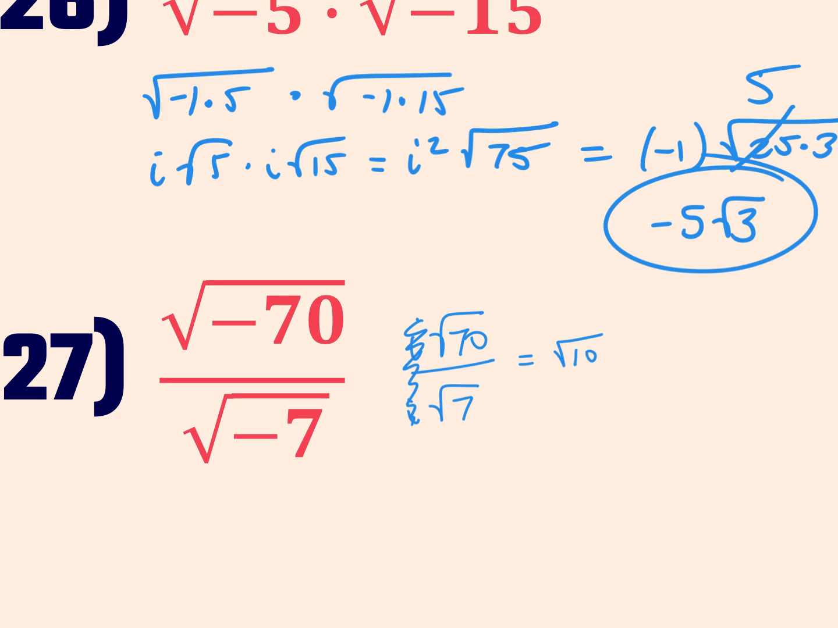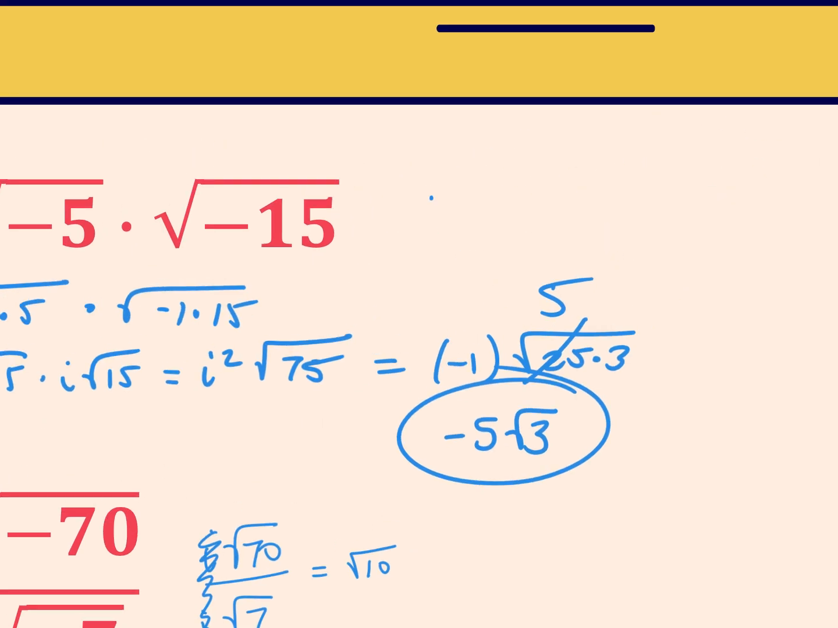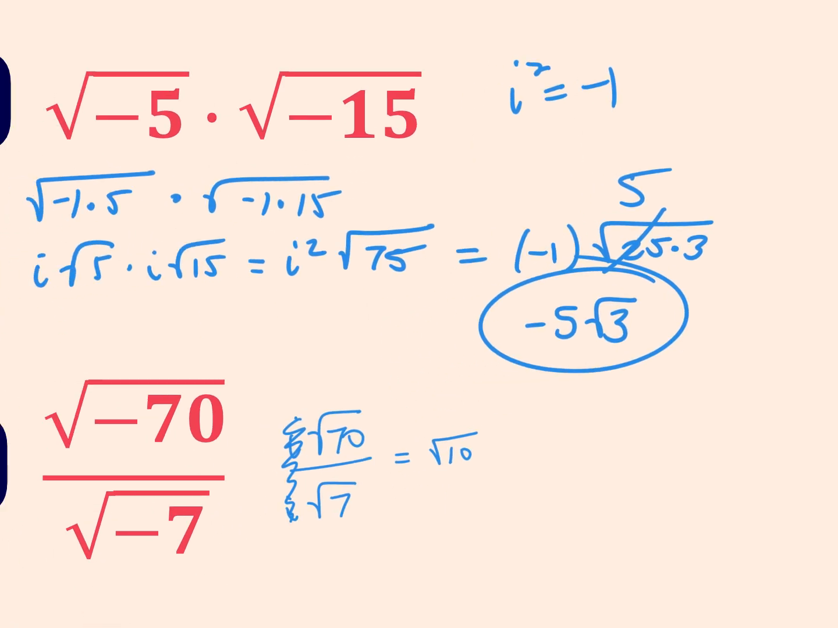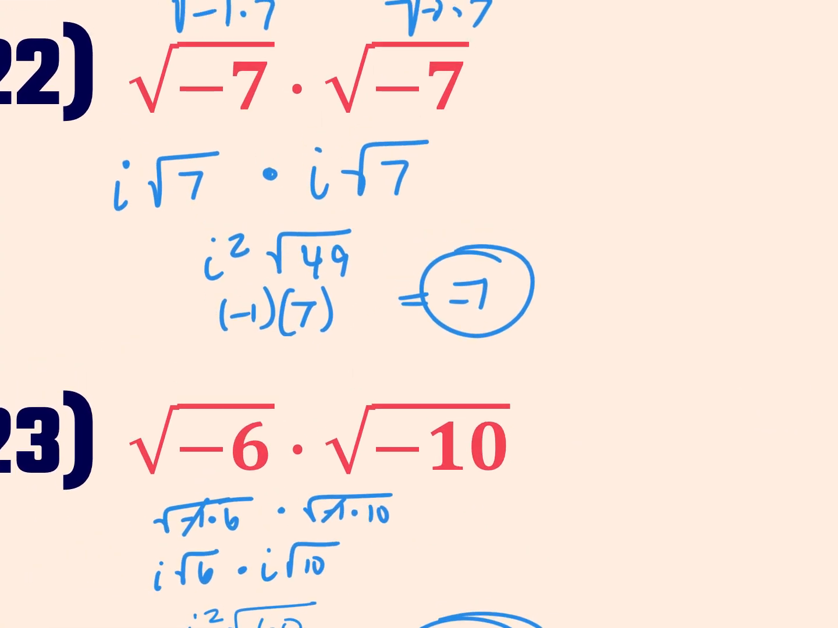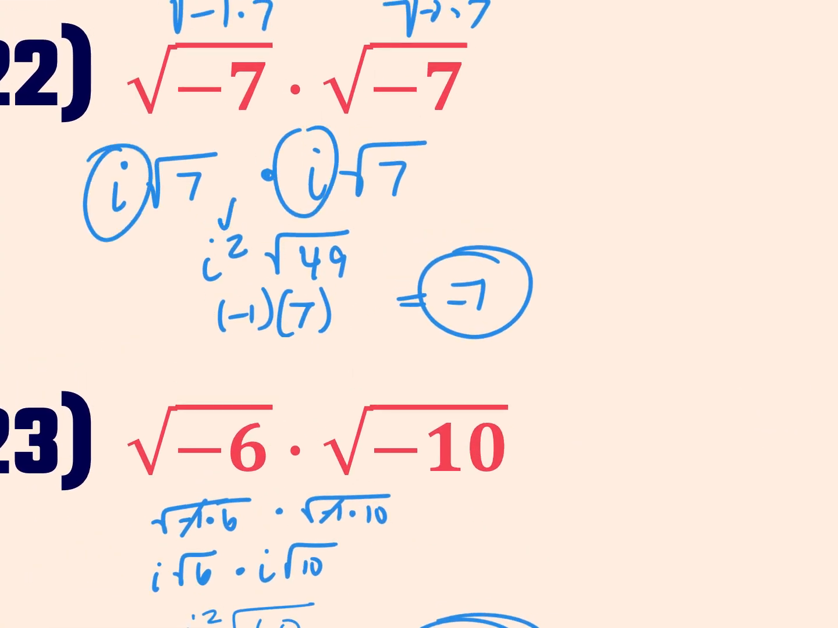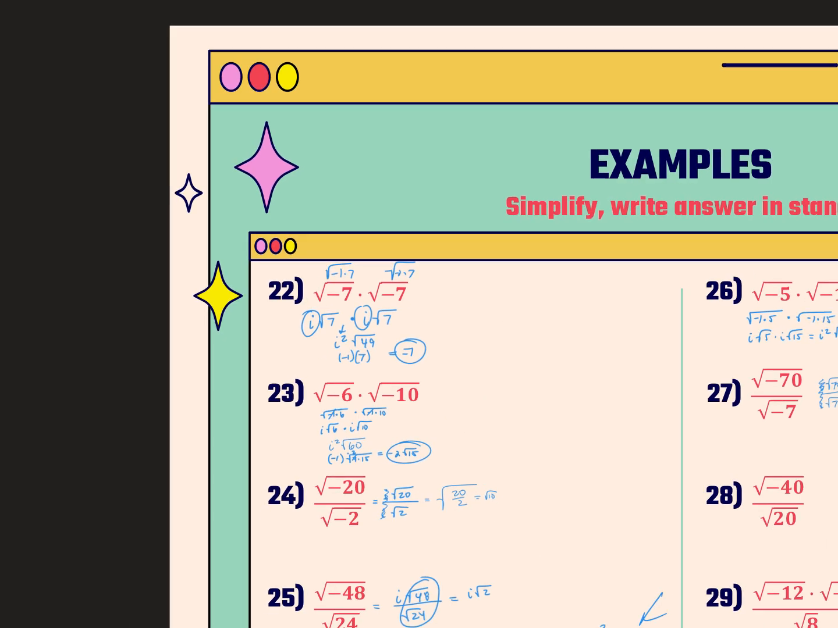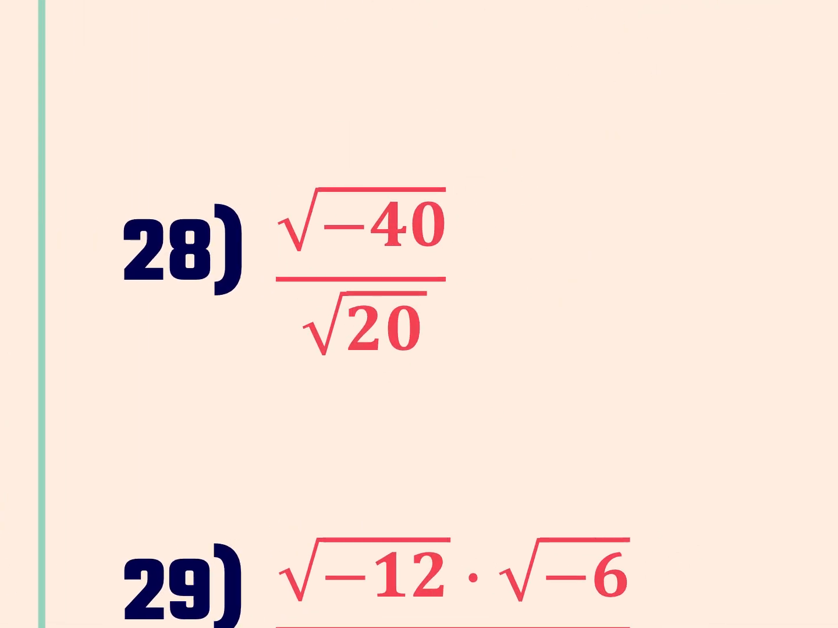What does i squared equal? You got to remember that, Alec. i squared equals -1. Anytime you have an i squared, it equals -1. About 22, isn't there i squared? I didn't see that. i times i gave you i squared. No worries. All right, 28.